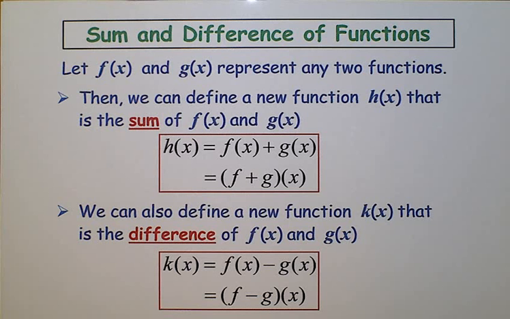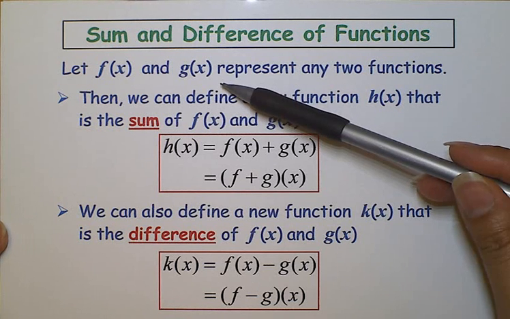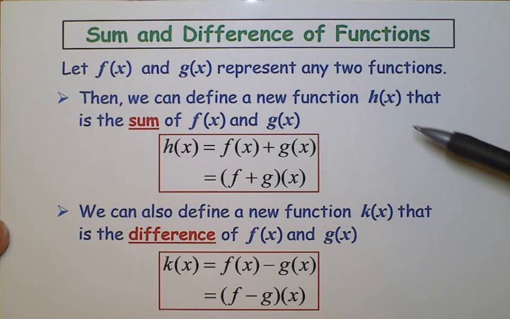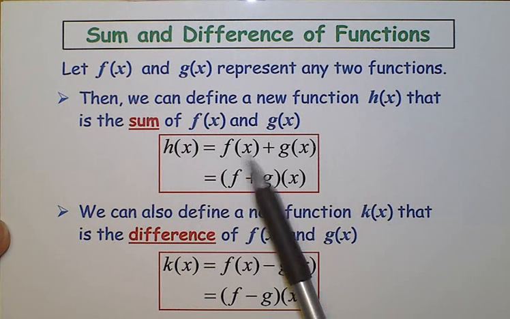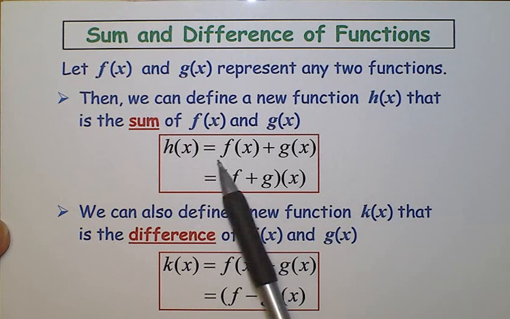We will look specifically at just the sum and difference of functions. So let f of x and g of x represent any two functions. Then we can define a new function, h of x, that is the sum of f of x and g of x. So h of x can be the sum of f of x plus g of x. So this is how you would represent it algebraically.